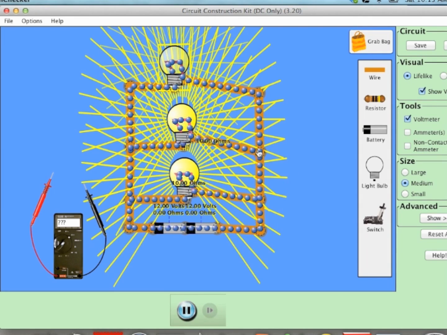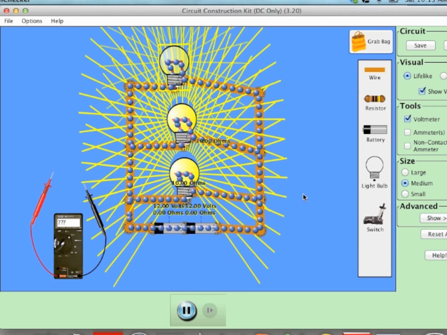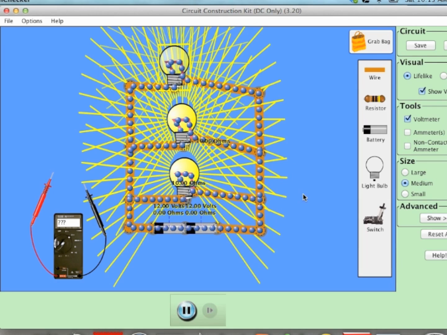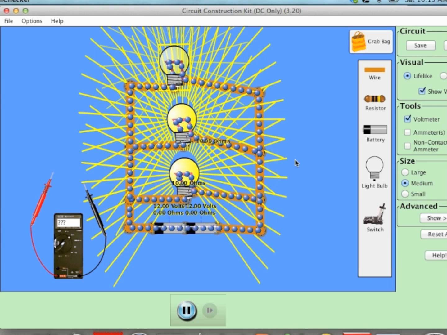Well, if you think about it this way, think of this as a water pipe circuit. If you have water flowing through, more of the water is going to go through where it has less resistance, where it can flow more easily. Less of the water will go through the branch of pipe that has more resistance.